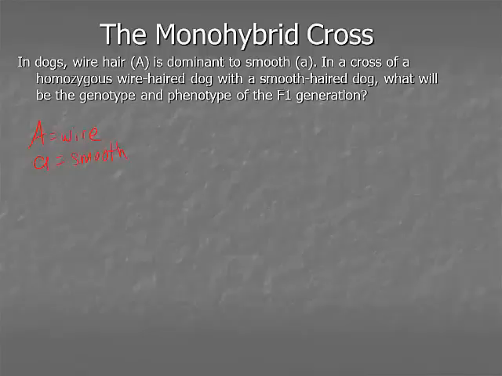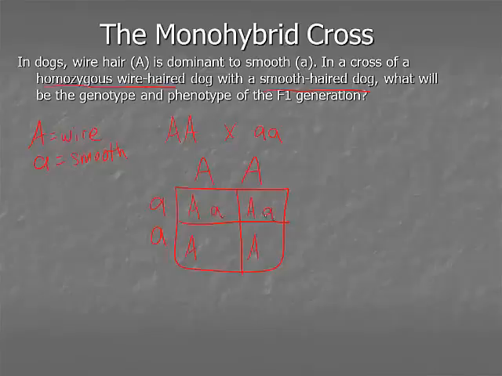The problem tells us we have a homozygous wire-haired dog, which would be capital A, crossed with a smooth-haired dog. Now, because the smooth hair is the recessive allele, we know this individual must be homozygous recessive to indicate this trait. Third, we make our Punnett square. Remember, choose a direction to fill in your alleles of one parent, and then fill in the alleles of the other parent. This will help you to avoid mistakes.